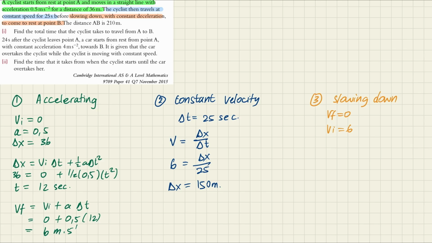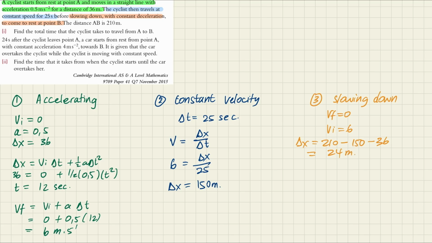But because we worked out the delta x for the blue section, we can actually work out what the stopping distance is. Because we know the total distance is 210, we can calculate the delta x here. The delta x is going to equal 210 minus the distance for the blue section minus the distance for the green section. So the delta x here is going to equal 24 meters.